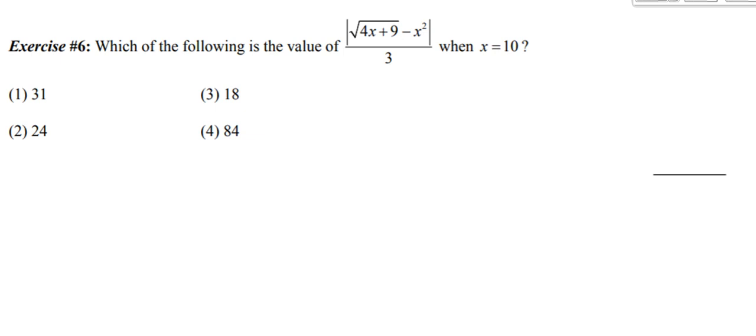Okay, exercise 6, I want you to try this on your own. See if you get the answer 1.